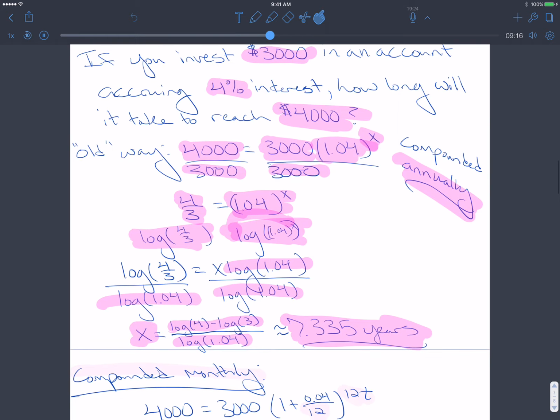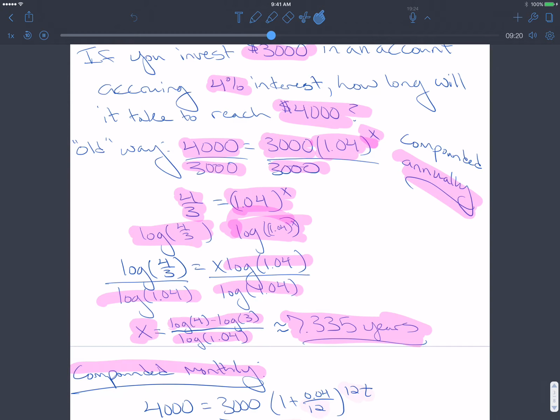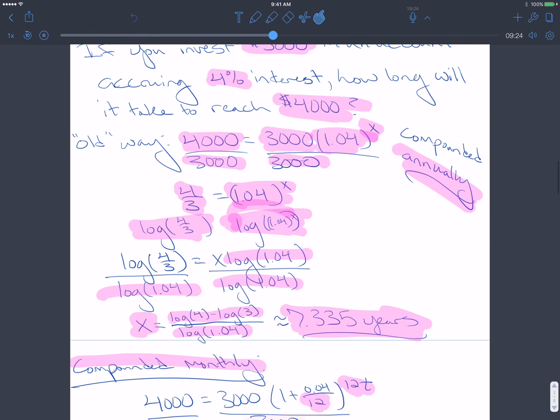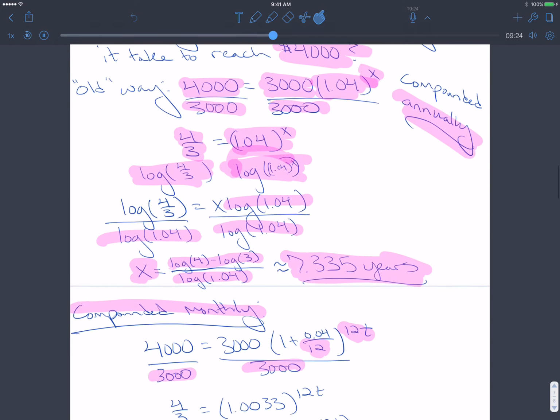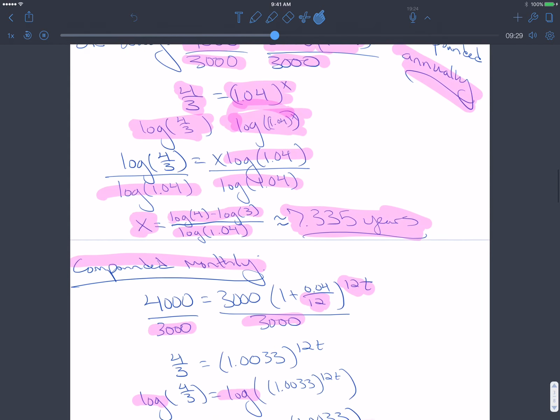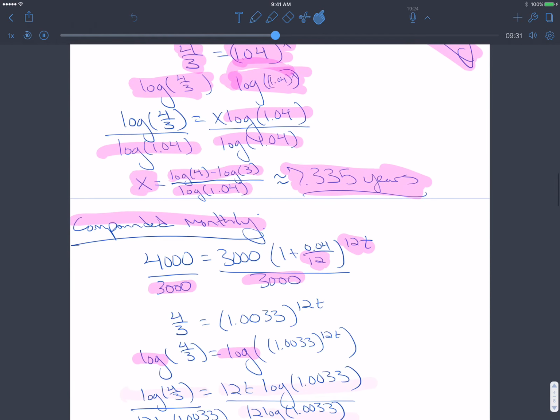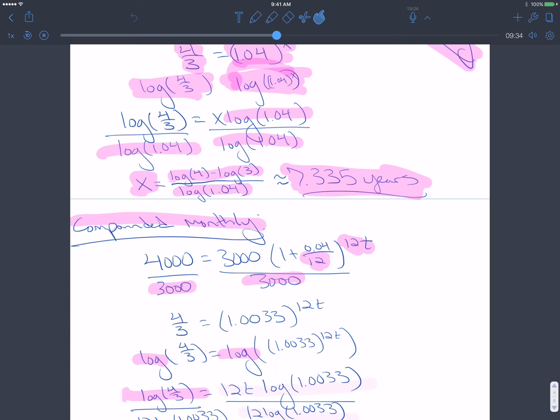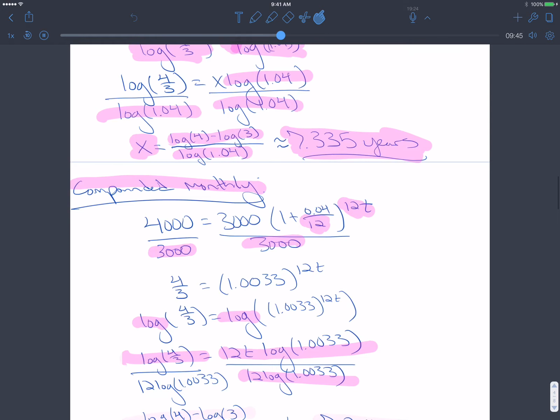What if we compounded it monthly instead of annually? Then you just change your old model, so you divide by 12 and you take it to the 12t. We do the same things, divide by 3,000, take a log of both sides, and then you end up with log of 4/3 is equal to 12t log of 1.0033333333. It goes on forever. Now, just to solve for t, you divide by that 12 log of 1.00333333.